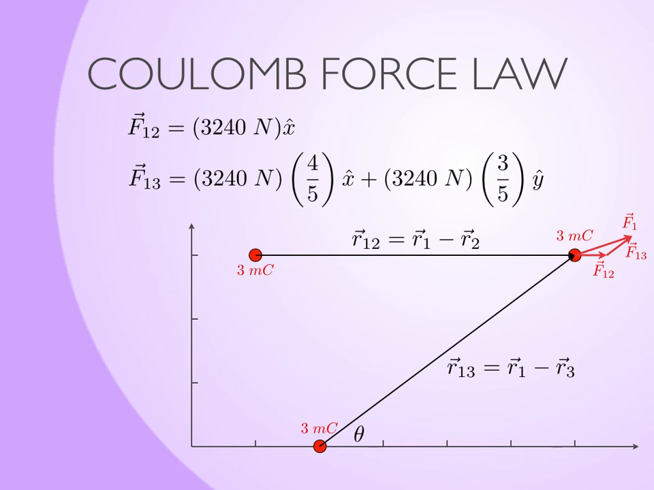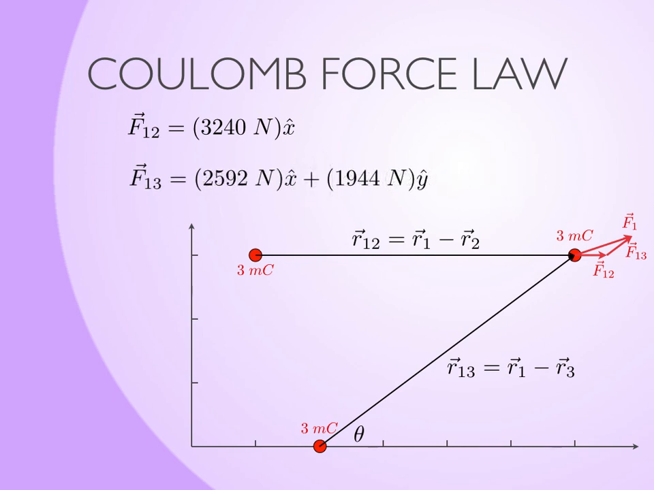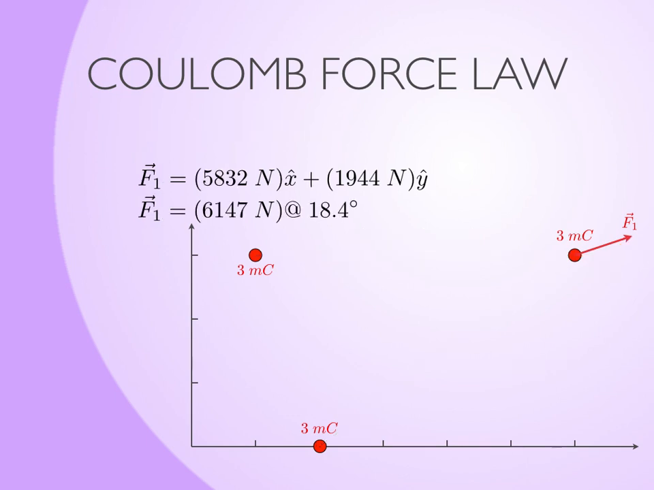So the components of F13 are simply 2592 newtons in the x direction and 1944 newtons in the y direction. And when I add those up, what I get is that F1 sums to 5832 in the x direction and 1944 in the y direction. If you remember how to do vector addition and finding polar coordinates from rectangular coordinates from Physics 140, you do the Pythagorean theorem on that, you get a magnitude of 6147, and you do an inverse tan of 1944 divided by 5832, and you get an angle of 18.4 degrees.